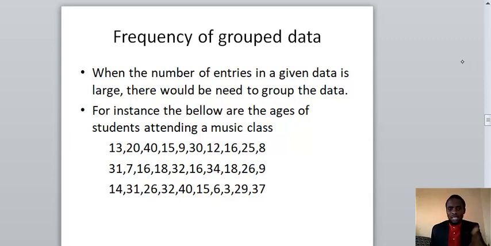When you look at this now, for instance, the below are the ages of students attending a music class. We have 13 there. How many 13 do we have there? We don't have more than 1. We have another number, so we have 12. We even have 8. We have 15. If you look at them, these numbers are so wide. The range is wide. So for that, we need to group this data into different groups.